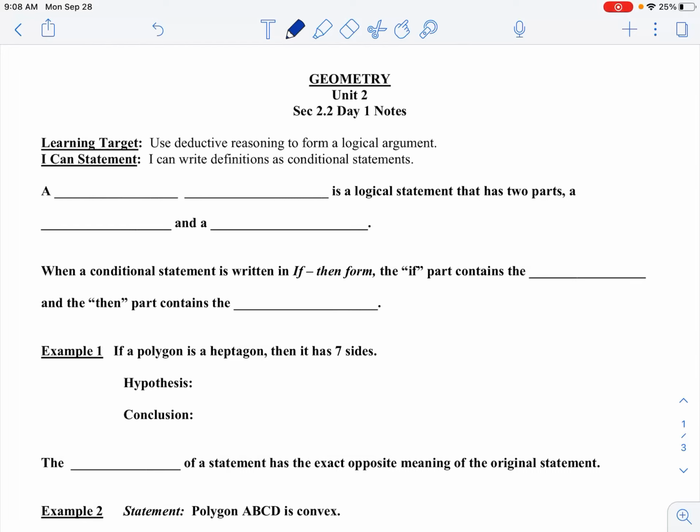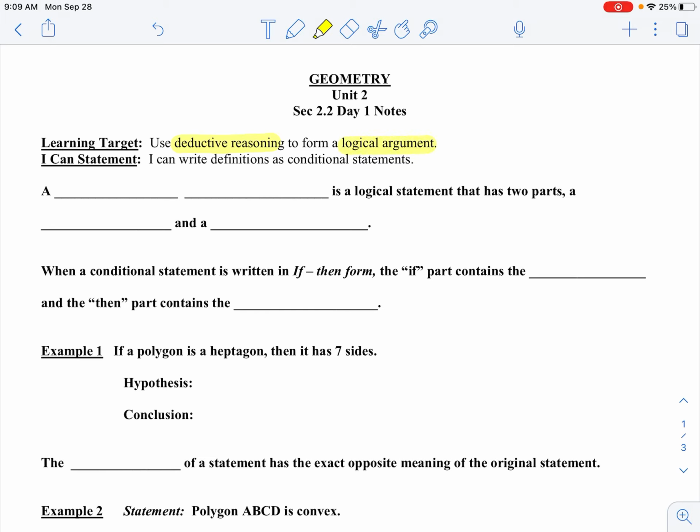Hey everyone, Mr. Keeney here again, here for geometry, and we're in our second section of notes, Unit 2, Reasoning and Proof. In this unit, we are using deductive reasoning to form a logical argument.